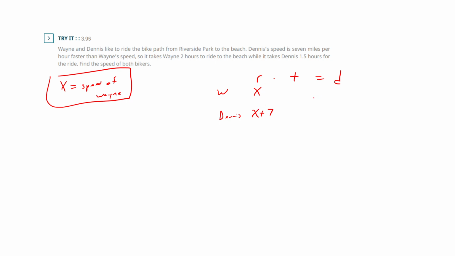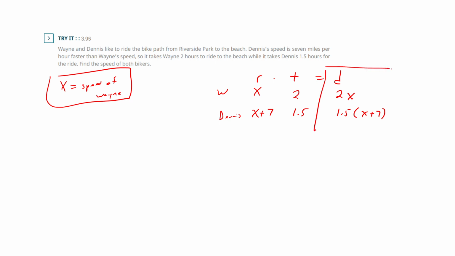Now, let's see. It took Wayne 2 hours to ride to the beach. It took Dennis an hour and a half. So we're going to finish our table by just multiplying across. That's what distance equals rate times time is doing. So we've got 2x. I just wrote this so it's algebraic, but I'm just multiplying them together, and I've got 1.5 times that entire rate. Distance equals rate times time. Do you see what I've done there?